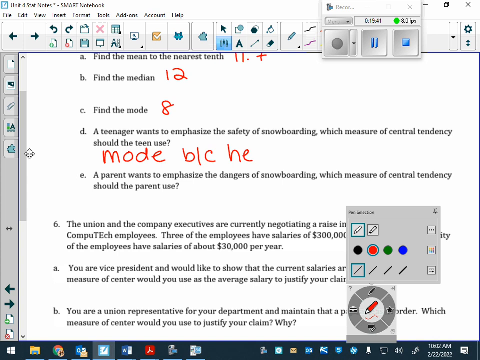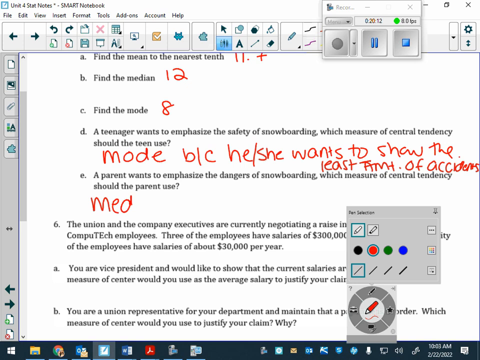is, he or she wants to show the least amount of accidents. Good. Okay. A parent wants to emphasize the dangers of snowboarding. Yep. Use the median because it's the most.